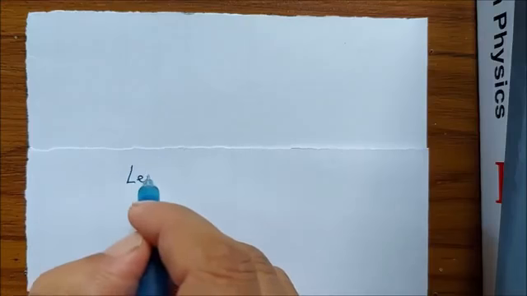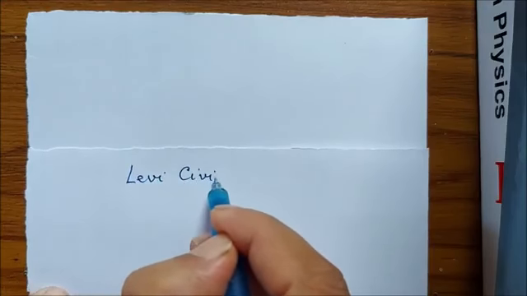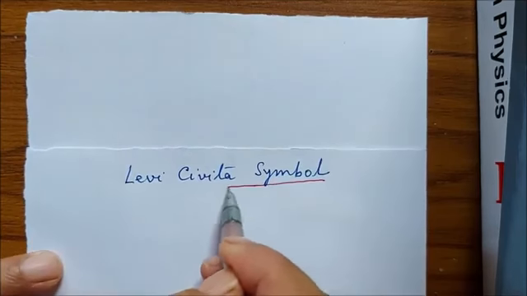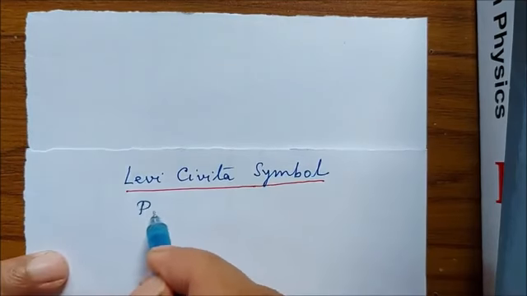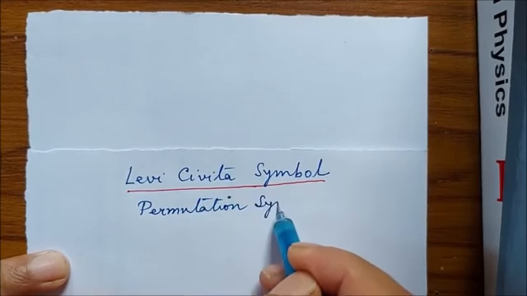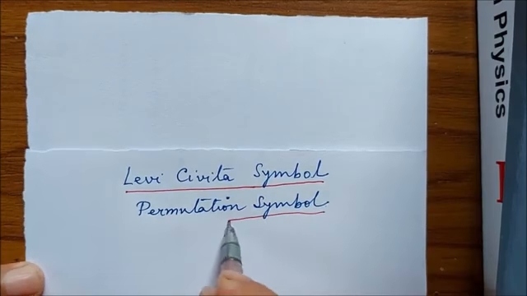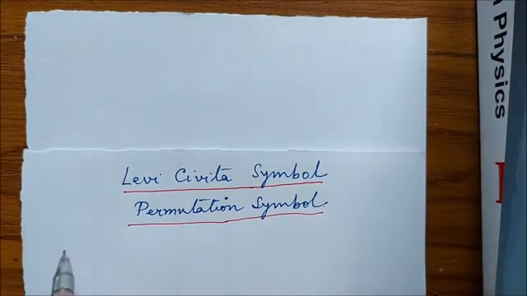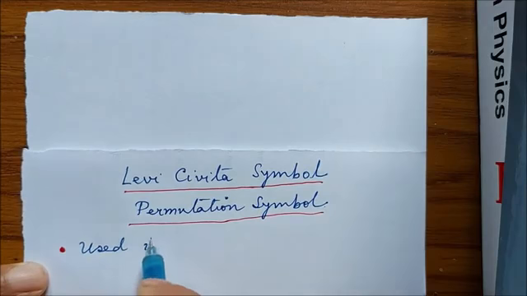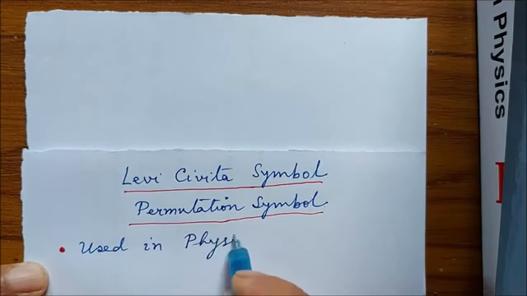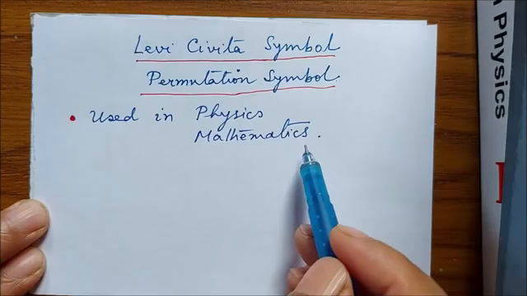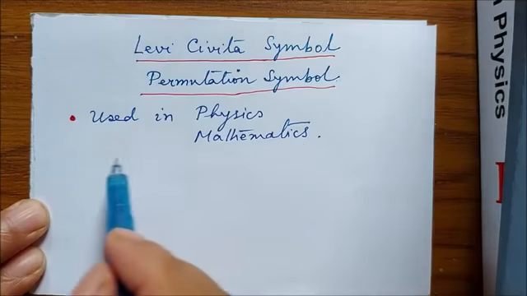Let us discuss the Levi-Civita symbol. This is also called the permutation symbol. First, let us mention where this symbol finds its use. The Levi-Civita symbol or permutation symbol is used in various branches of physics and mathematics. We now come to the definition of the Levi-Civita symbol or permutation symbol.